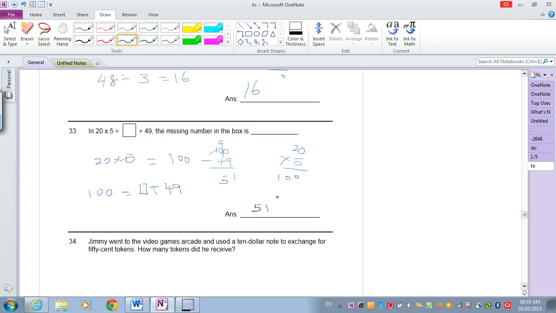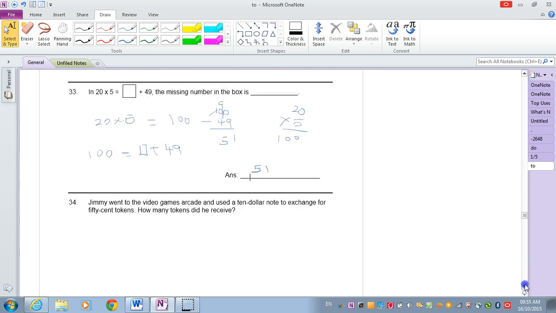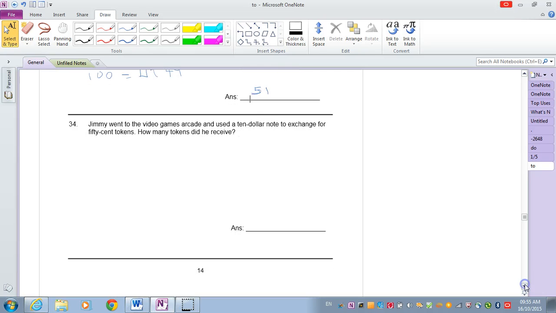Alright, let's move on to question number 34. Jimmy went to the video games arcade and used a $10 note to exchange for 50 cents tokens. How many tokens did he receive? Okay, let's take a look. For 50 cents you can have 1 token. So if for 50 cents you can have 1 token, what about $1? For $1, how many tokens would you have? You will have 2 tokens.